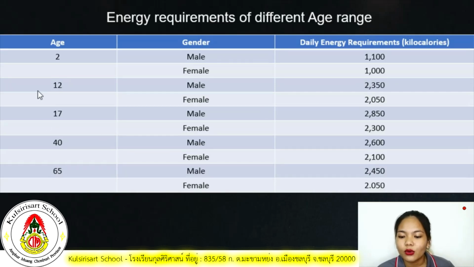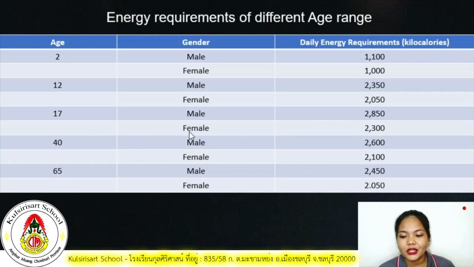Now, if you're a 12 year old male, you need 2,350 kilocalories of energy per day. If you're a 12 year old female, you need 2,050 kilocalories energy requirement per day. Now, if you're a 17 year old male, you need 2,850 kilocalories per day.